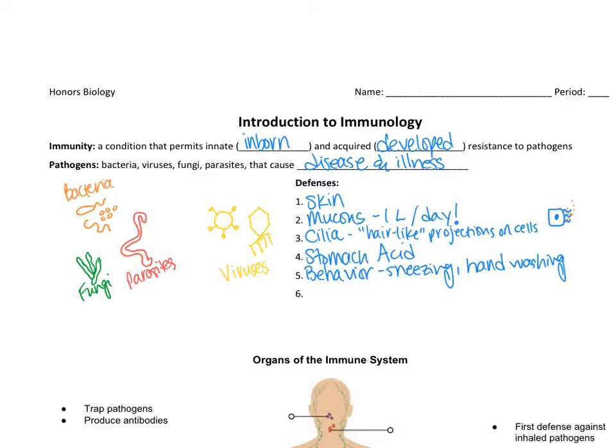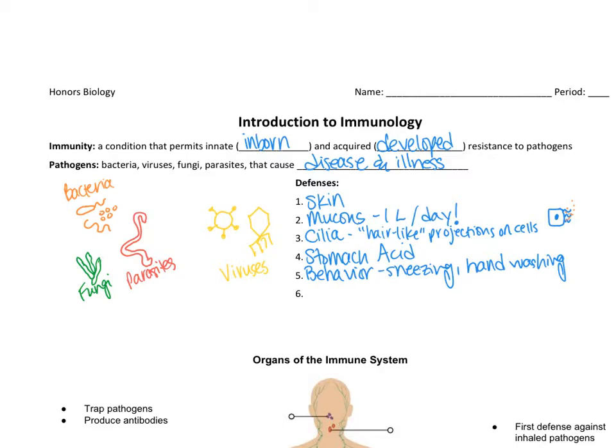Another defense is behavior, both voluntary behavior and involuntary behavior. An example of involuntary behavior, which is something you do not control, is sneezing. Sneezing occurs when you inhale something that essentially tickles the cilia and triggers your body to try to expel that thing that you inhaled out of your body.